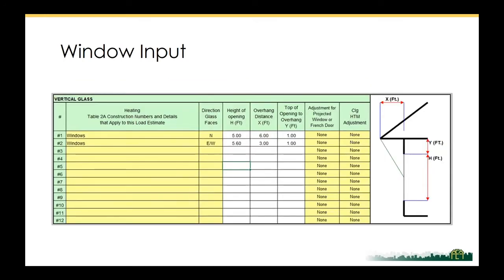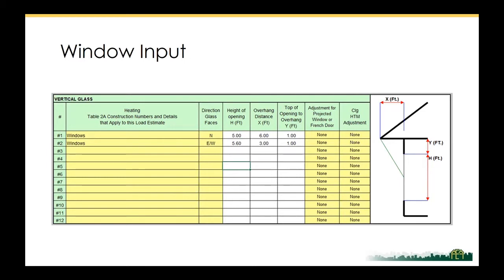And then you have window input. You don't actually put in your linear square footage of your window. You only put your height. And so this is typically only used for cooling load, but I inputted it for heating load because you won't actually get a number if you don't put in the height.